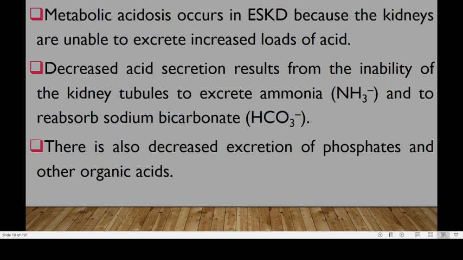Normally, metabolic acidosis occurs in end stage kidney disease because the kidneys are unable to excrete increased loads of acid. Decreased acid secretion results from the inability of the kidney tubules to excrete ammonia and to reabsorb sodium bicarbonate. There is also decreased excretion of phosphates and other organic acids, and thus the results.